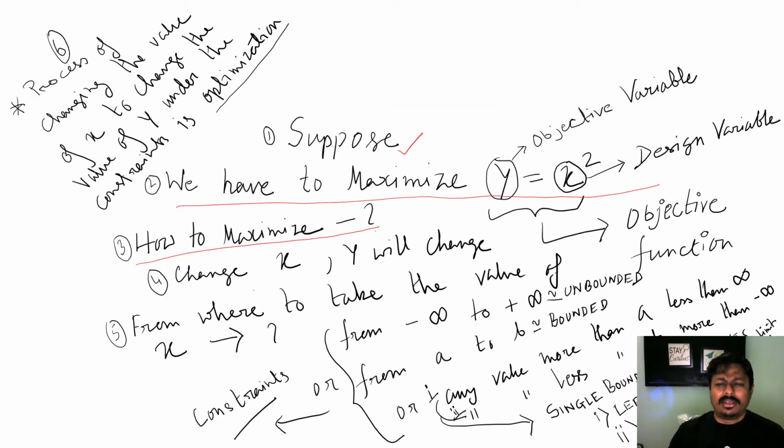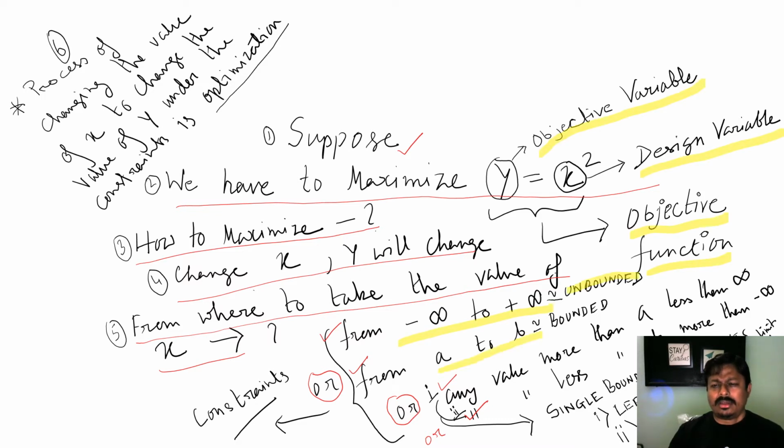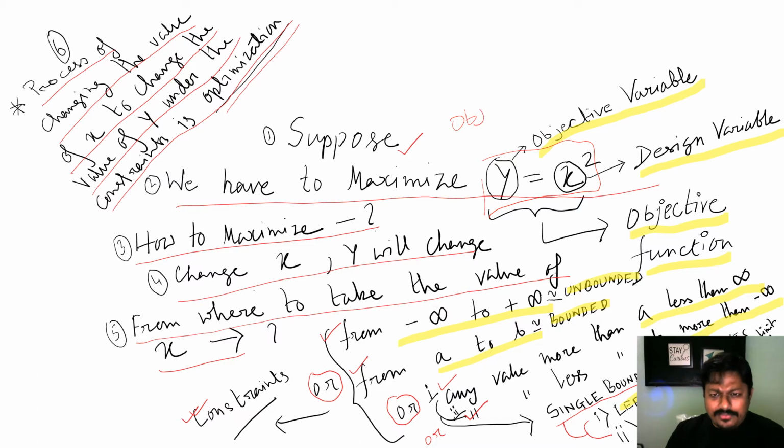So here we are giving an example. As you can see, this is y = x². This is the objective variable, which I already discussed. Then this is x, a design variable, and this relationship is actually known as the objective function, or sometimes the objective equation. This is already discussed. x is the design variable.